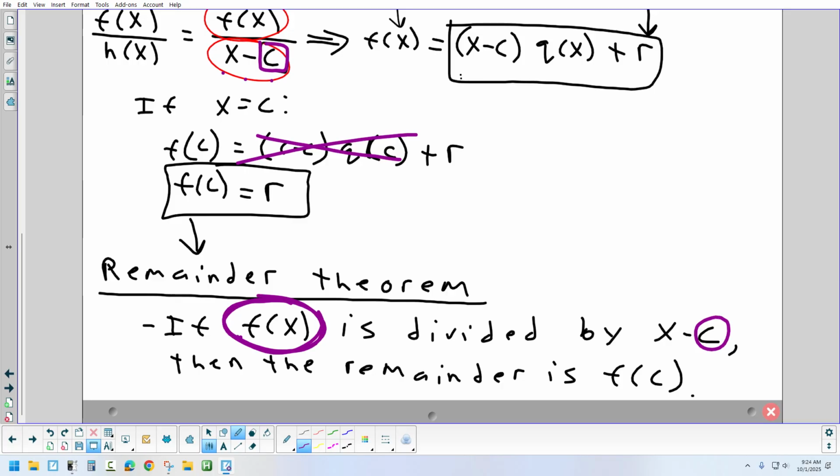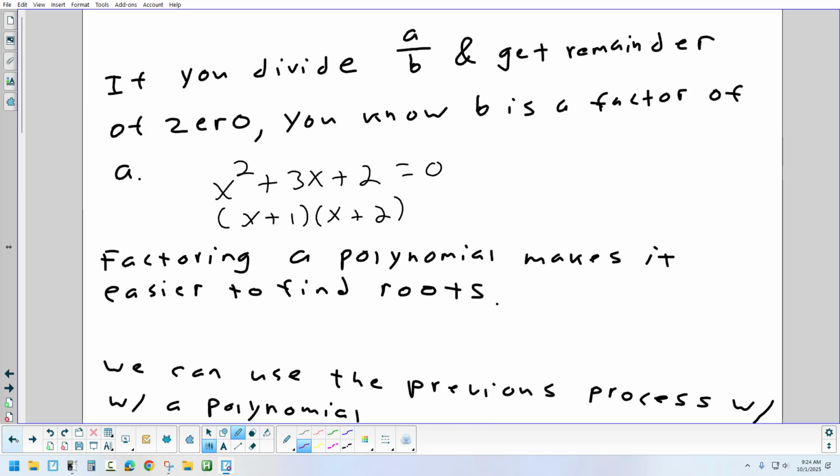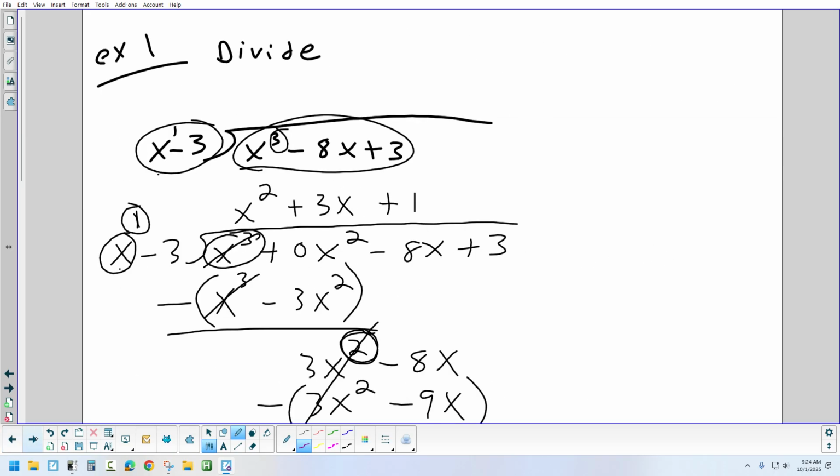Now, we've already done a problem where we divided by something linear. Let's go back and do it again. But this time, we're just going to find the remainder using this trick. This one. We divided by something of the form x minus c. What's my c in this case? Negative 3.